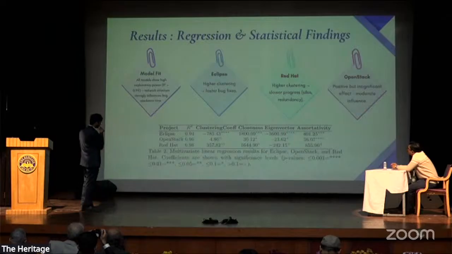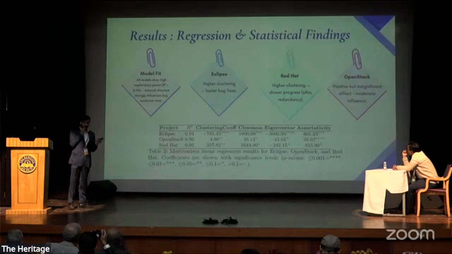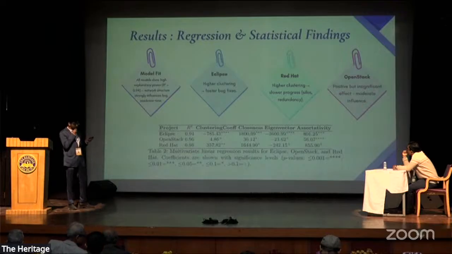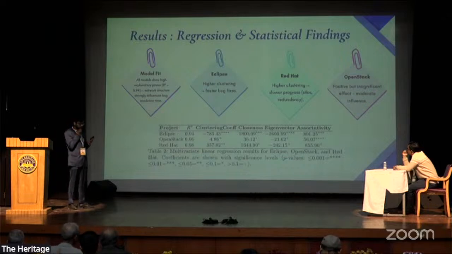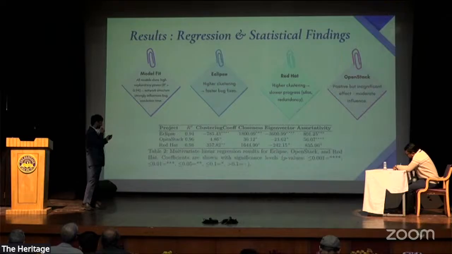Now, coming to the results, we see all models for Eclipse, OpenStack, and Red Hat are giving a strong explanatory power with R square value exceeding 0.94. Interesting results over here are that Eclipse is giving a negative, inverse relation of minus 785, and Red Hat gives a positive, that is a direct relation, of 357. Whereas OpenStack is giving a positive result but not that significant.